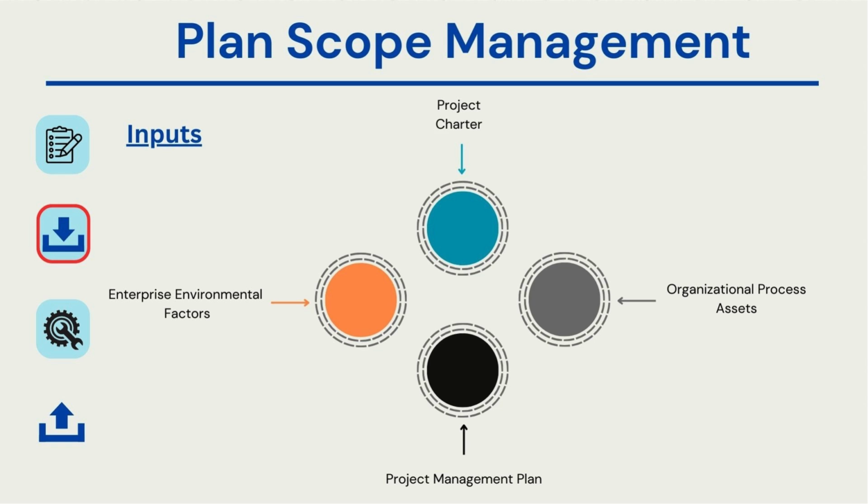The quality management plan provides input on the standards we need to follow while working on the product, service, or result of the project. The project life cycle or development approach that has been agreed upon is also taken into account. Organizational process assets help us understand the internal standards we need to follow and the templates we should refer to. Enterprise environmental factors, such as internal and external influences, also play a role.